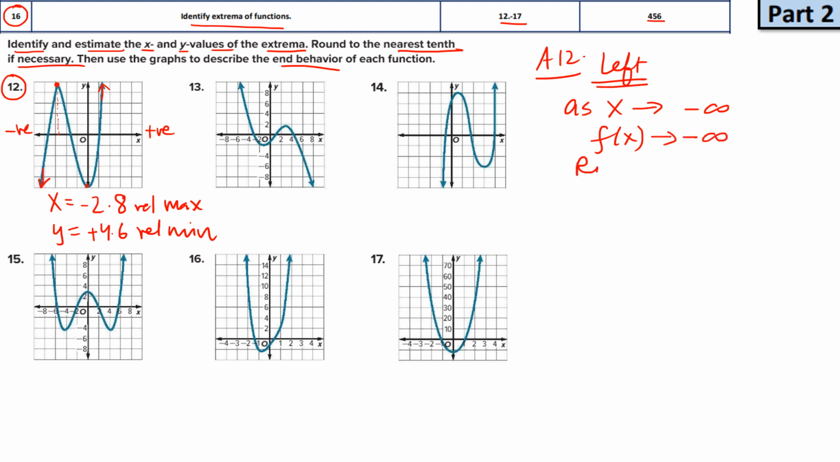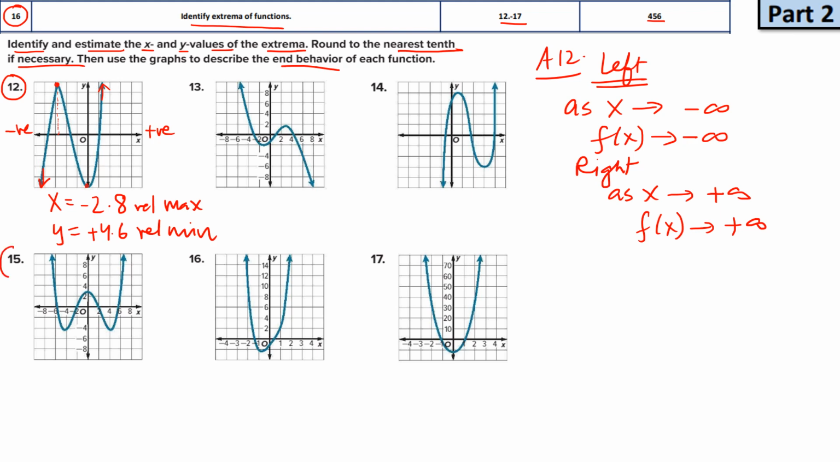Let's look at the behavior on the right. On the right, you see the graph is going up. So as x goes to plus infinity, and I write plus here because we are on the positive side of the x-axis, your f(x) is going up, so f(x) goes to plus infinity. This is how you do the end behavior. Let me do it for one more question. I'm picking up question number 15.